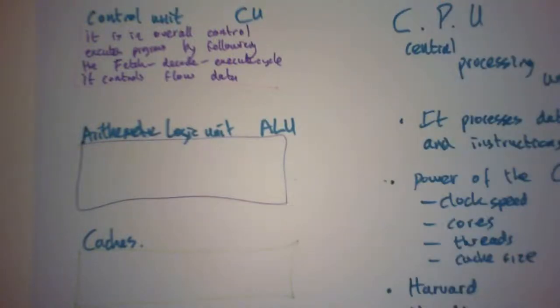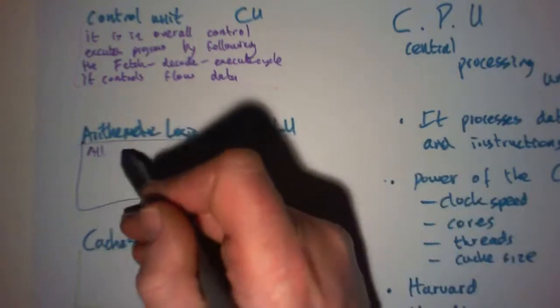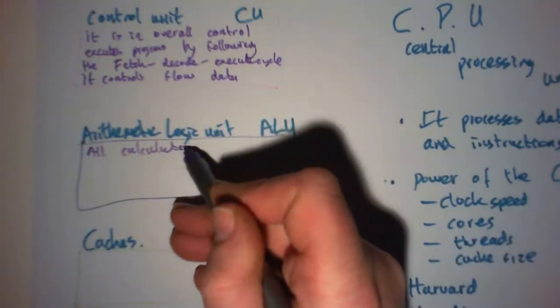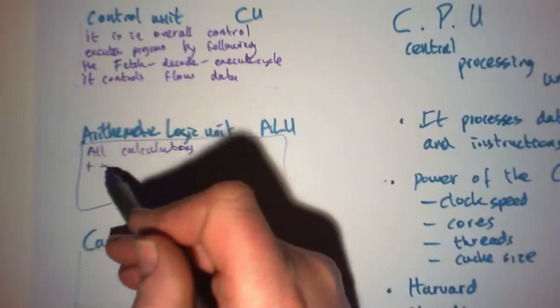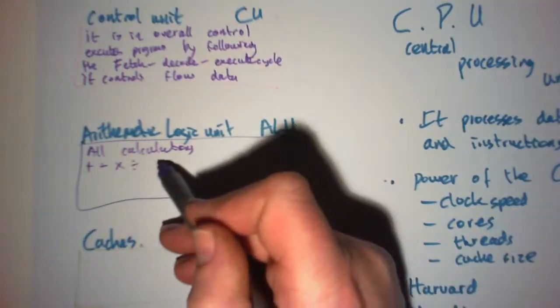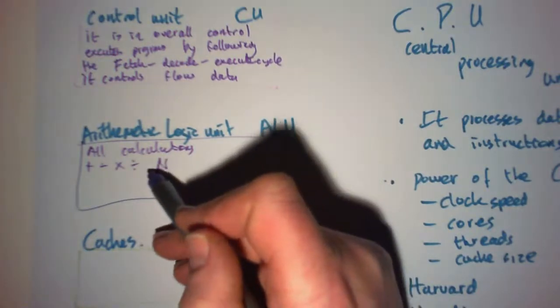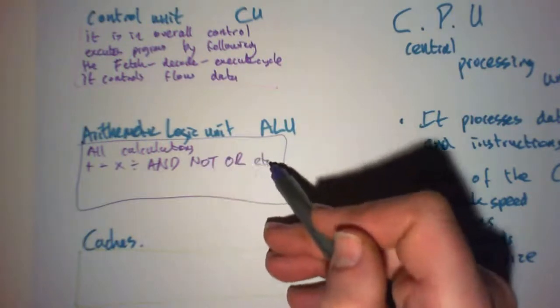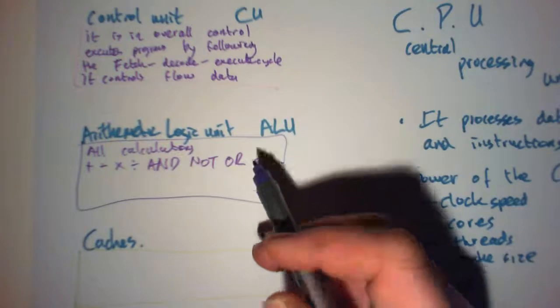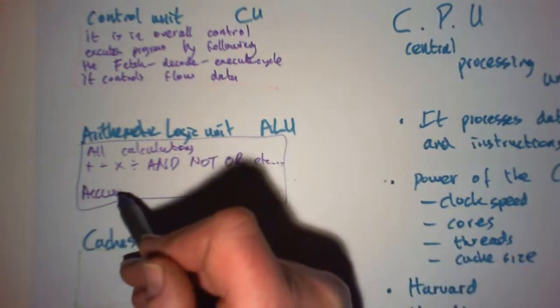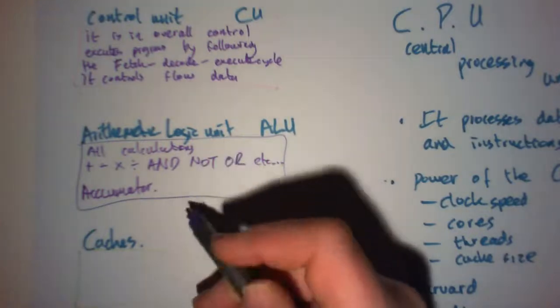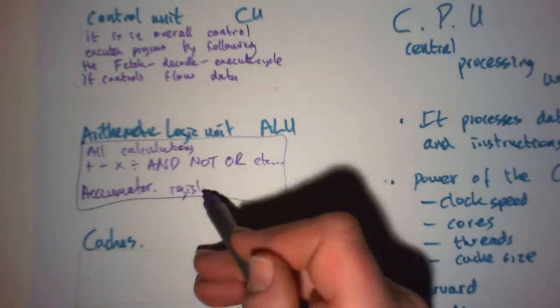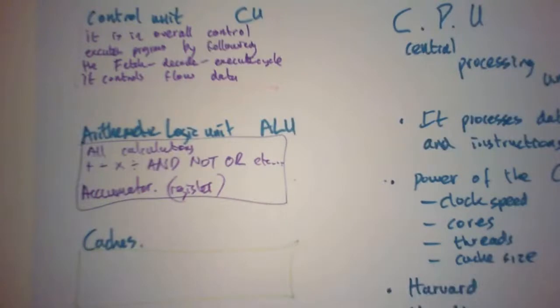The ALU, what does it do? It does all the calculations. So it does your add, subtract, multiply, divide. It also does your AND, NOT, OR, etc. It does all your Booleans. It also contains the accumulator, which is a type of register which we will talk about. It's an important register, and it does exactly what it says on the tin. It accumulates something.